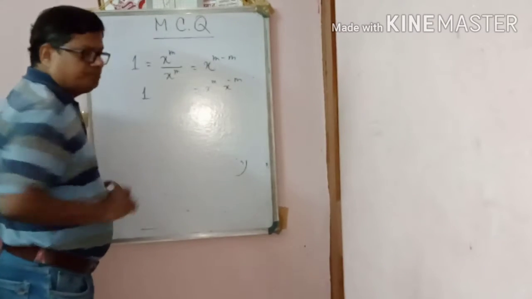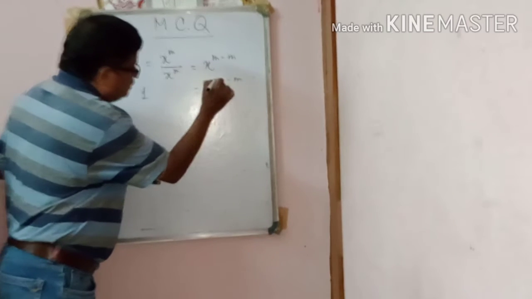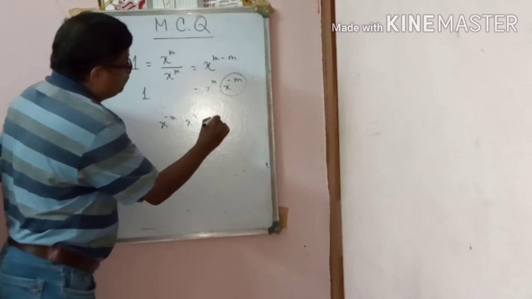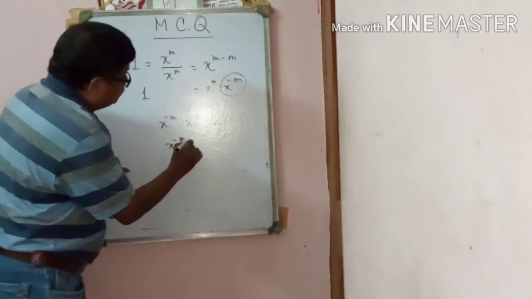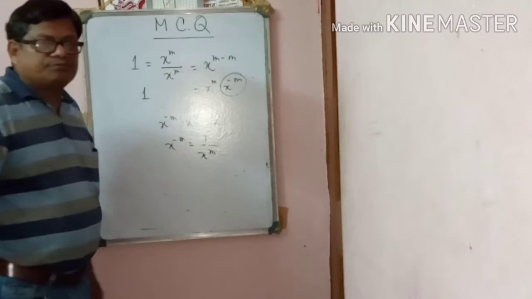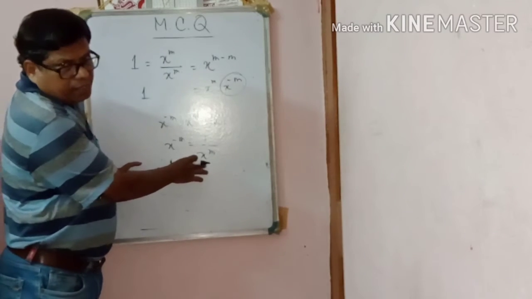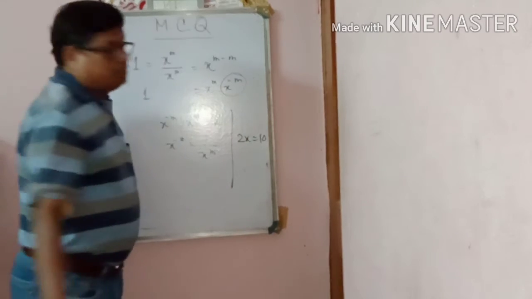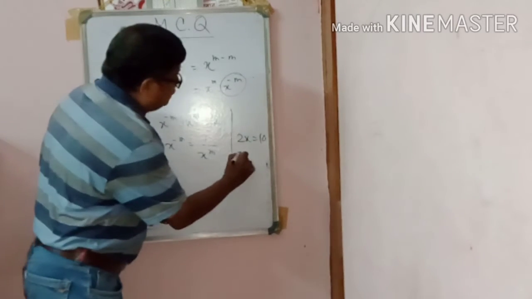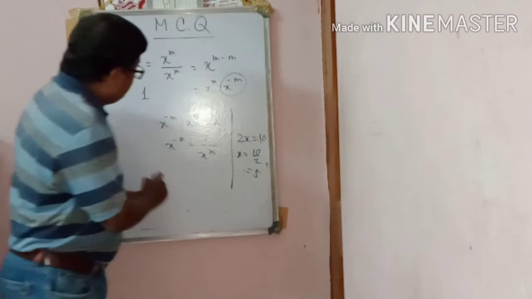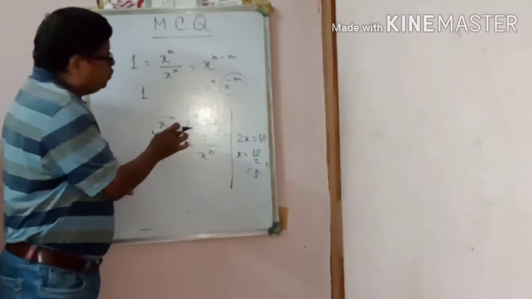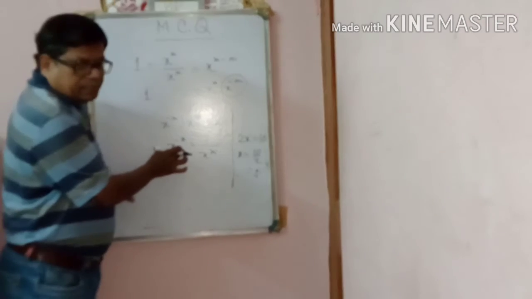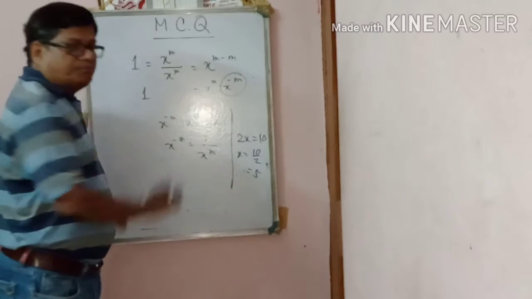So this is 1. So you can write here, x to the power minus n into x to the power m equal to 1. So x to the power minus n we can write as 1 upon x to the power m. Okay, here multiply, that side will be division, 1 upon this. Suppose 2 times x equal to 10. What is the value of x? So x equal to 10 by 2, this is 5. Similarly, x to the power minus n into x to the power m equal to 1, then x to the power minus n equal to 1 upon x to the power m.